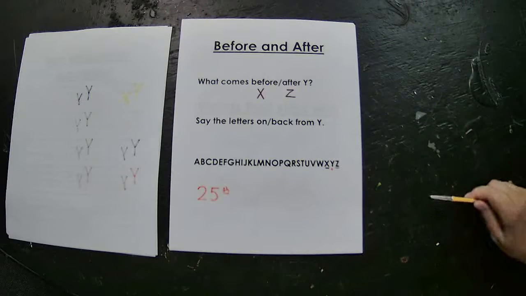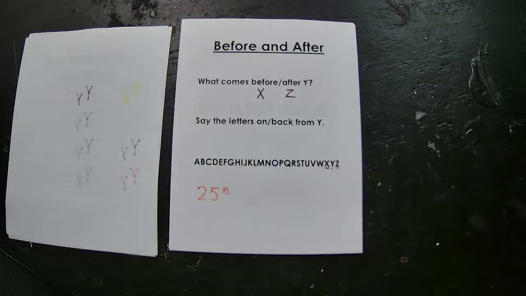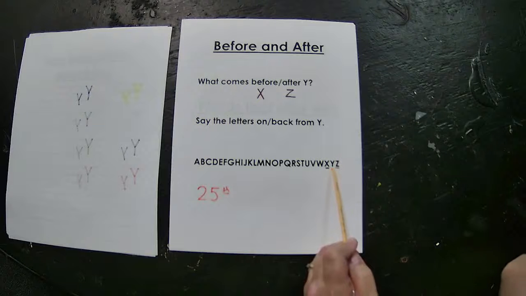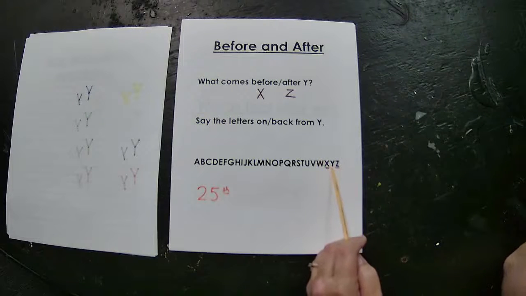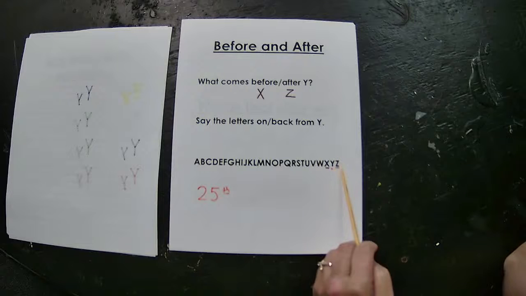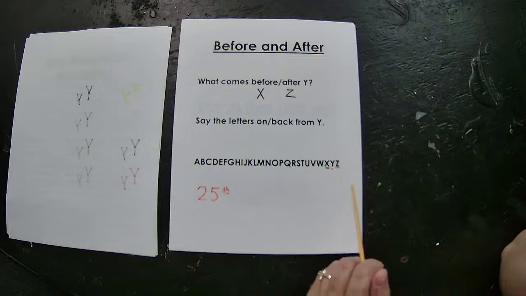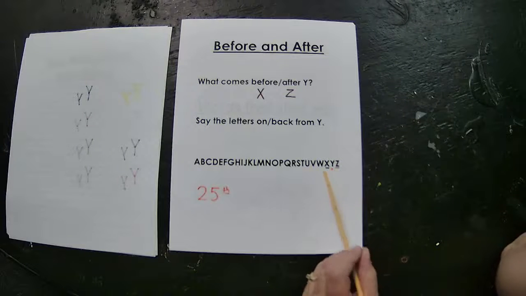Now we have to get ready to say our letters. So again, we need to find our letter Y, and we have to say the letters on. You ready? Y, Z. Whew, that took a long time, didn't it? I know, I played a trick on you.